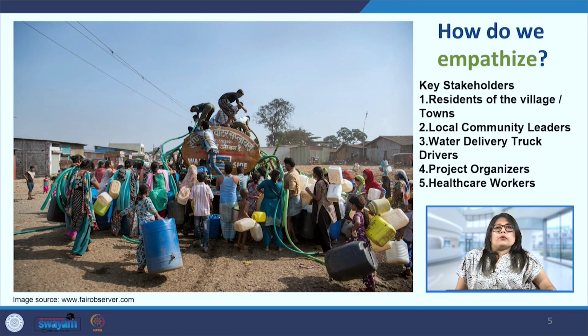So, continuing with the same question, which is how do we empathize? Now, we have to understand that in every problem, there are certain stakeholders, people who are directly affected by a certain problem or an issue. In this example, we can see that there is a water tanker delivering water to this community. So, let us first start by looking at the key stakeholders here, and then we will apply this step by step process of empathy to see how we tackle these problems.